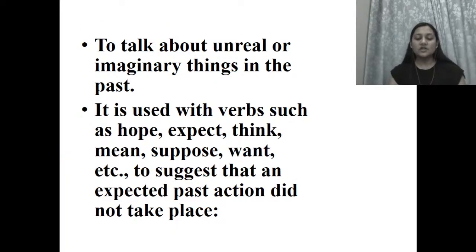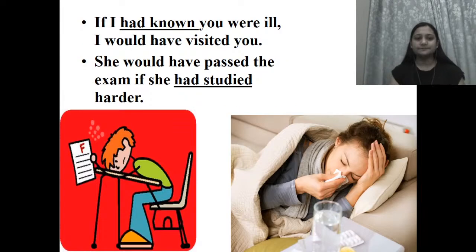To talk about unreal or imaginary things in the past, it is used with words such as hope, expect, think, mean, suppose, want, etc. to suggest that an expected event did not take place. To simply suggest that जैसे आपने imagine किया था, maybe वो हो नहीं पाया. So that is why you have used words like expect, hope, think, mean, suppose, want, right?